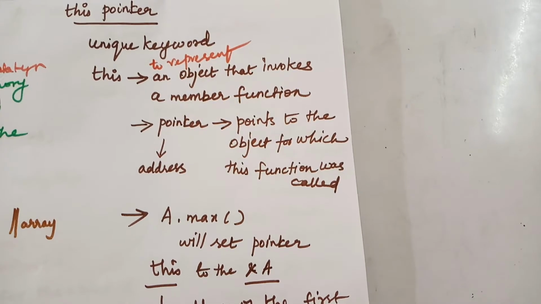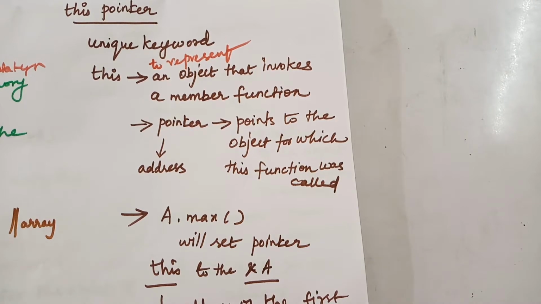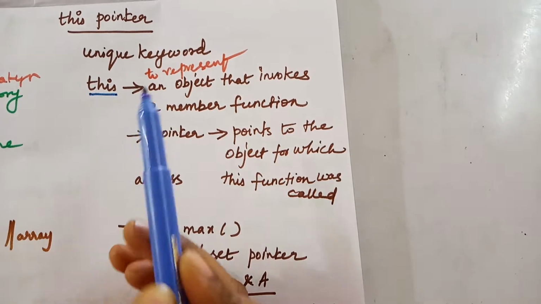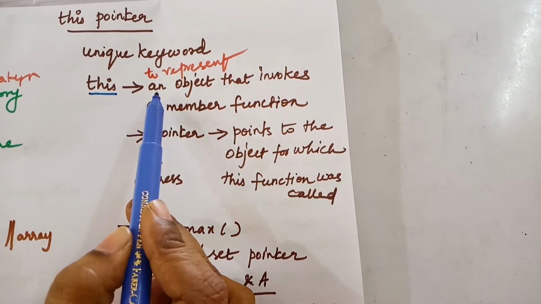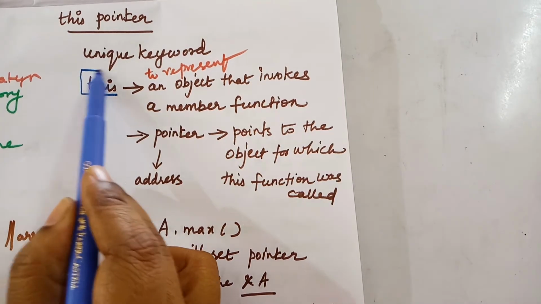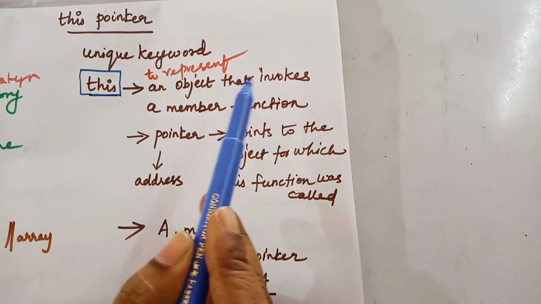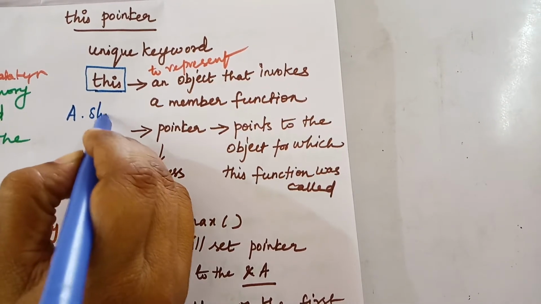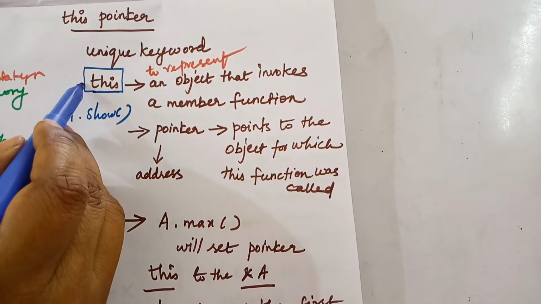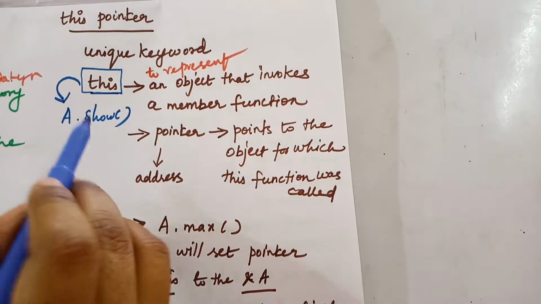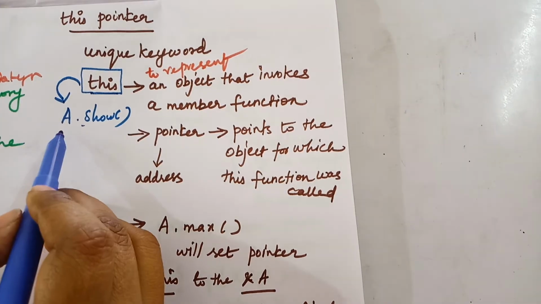Dear students, in this video I am going to explain the this pointer. It is a unique keyword in C++. It represents the object that invokes a member function. For example, a.show() represents the object which invokes the member function, correct?